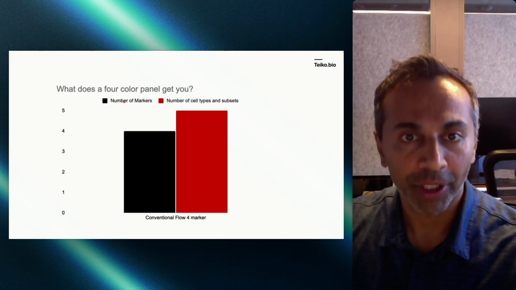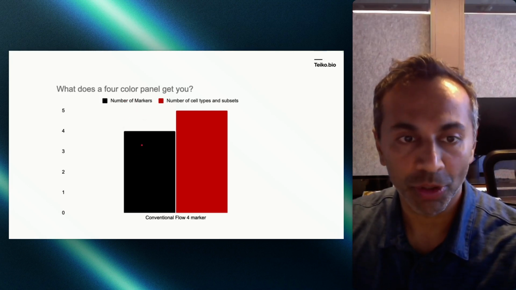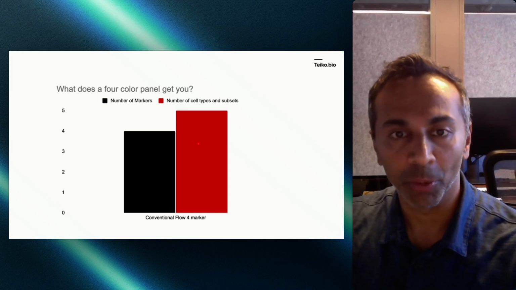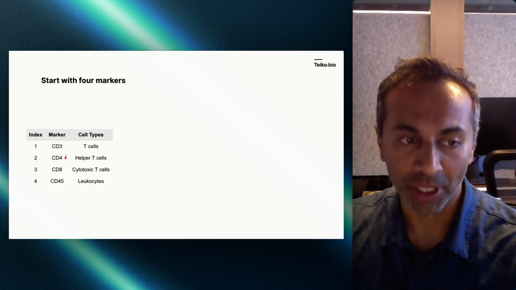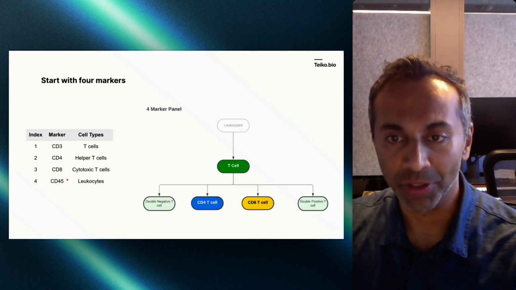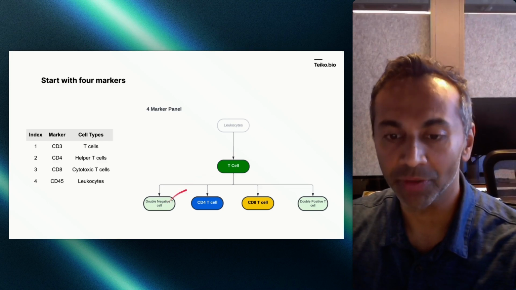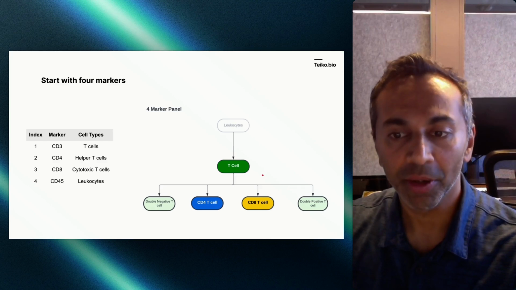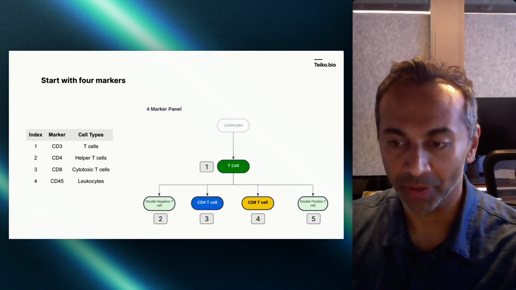So what does a 4-color panel get you? And remember, this is the original panel that a lot of people use. You have number of markers over here, number of cell types and subsets. So let's go into more detail on each of these. So if you start with the 4-marker panel, you can imagine looking at CD3, CD4, CD8, CD45. Here's a lineage tree on the right-hand side. So it starts with leukocytes. You can see T cells, and then potentially double negative T cell, CD4, CD8, and double positive T cell. As we count this up, we can find 5 unique subsets. So starting with the T cells, all the way to double positive T cell.